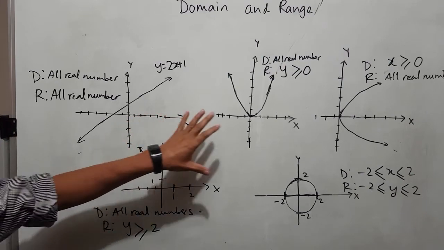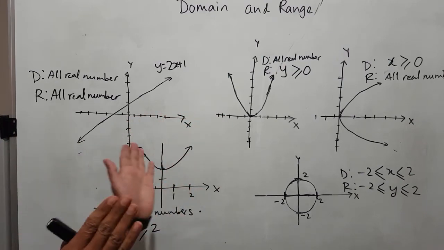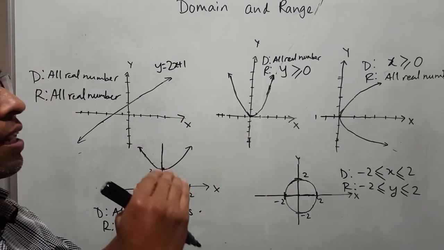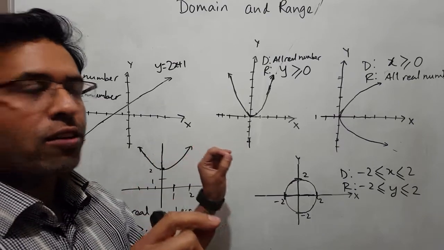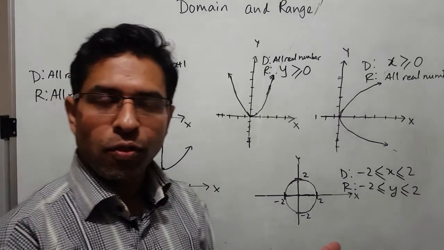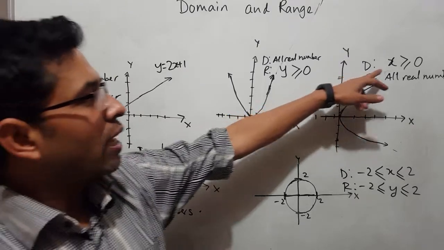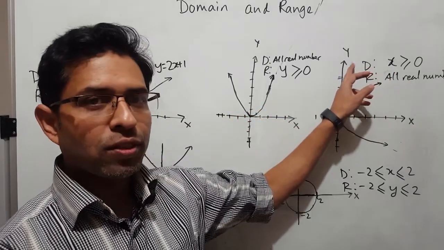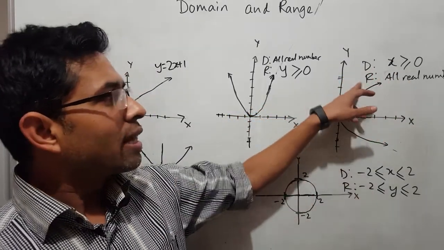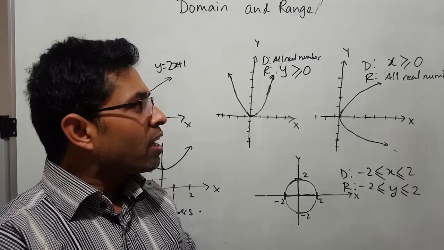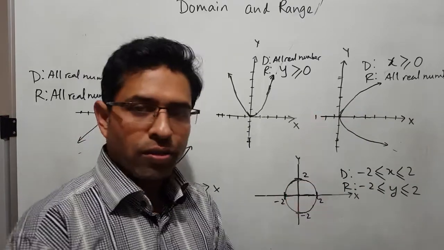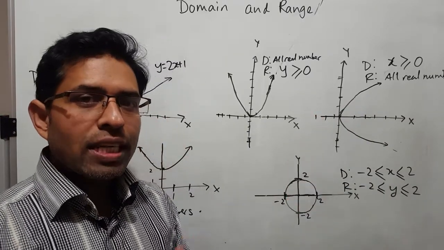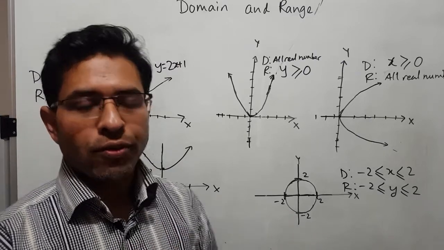So from the graph, it's very easy, by looking at the trend of how it's going, to define what could be the possible values of x and what could be the possible values of y. The possible values of x are the domain, the set of all x values, and the possible values of y are called the range. So that's how we can easily find our domain and range.